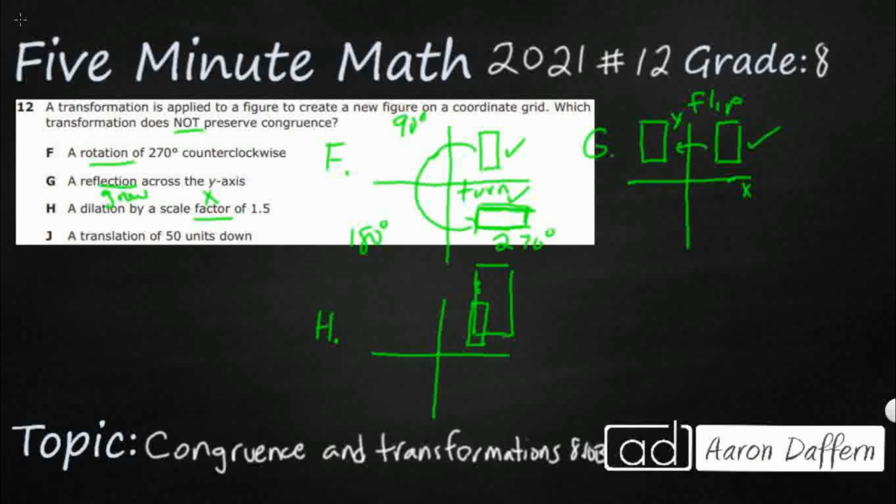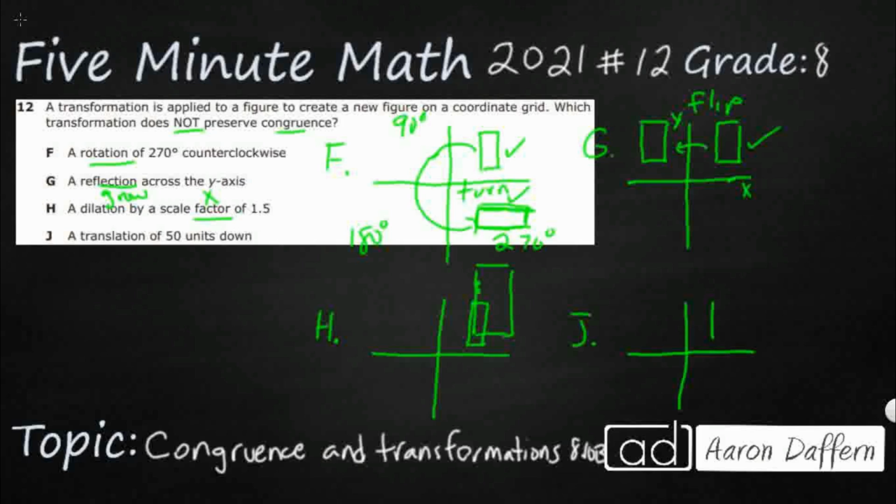And obviously, if I'm growing it or shrinking it, I am not preserving congruence. I'm changing the size. So it is a similar shape. It's similar, but it's not the same size, which means I'm pretty sure that's going to be my answer. Let's check my J.